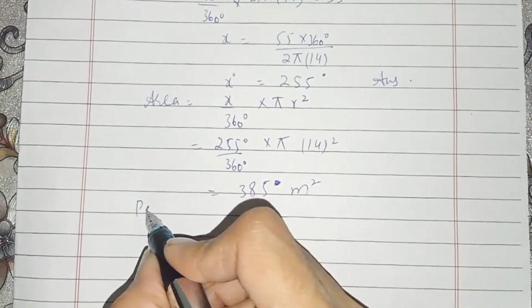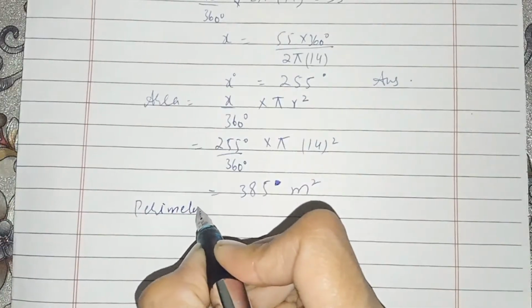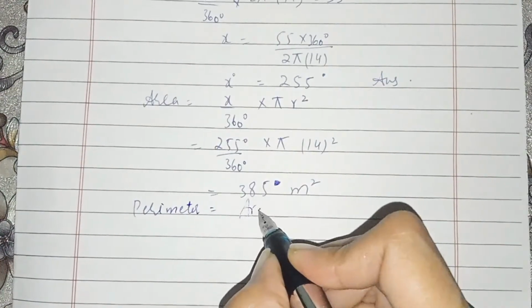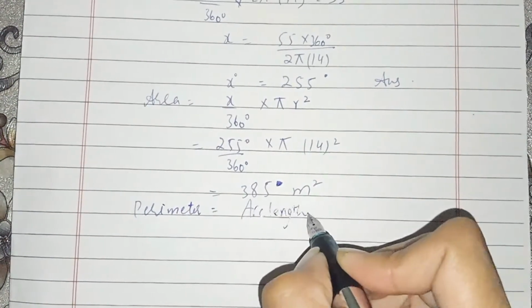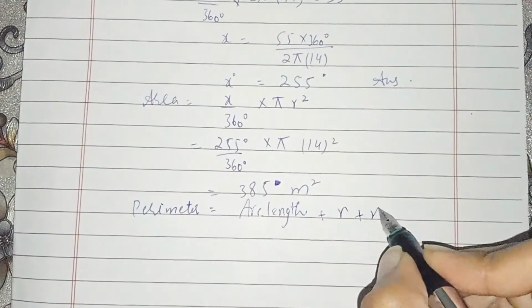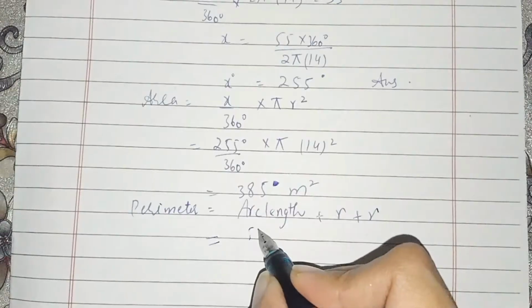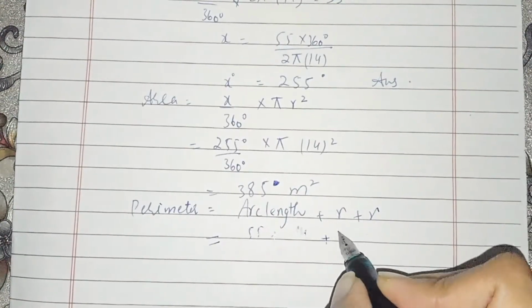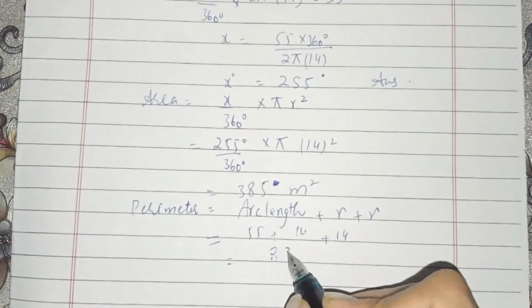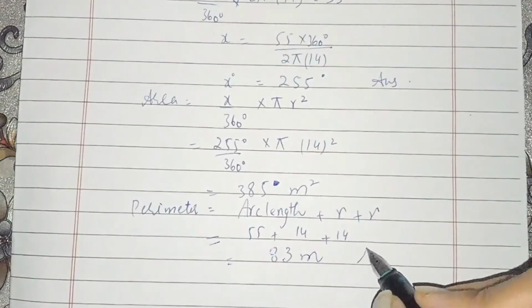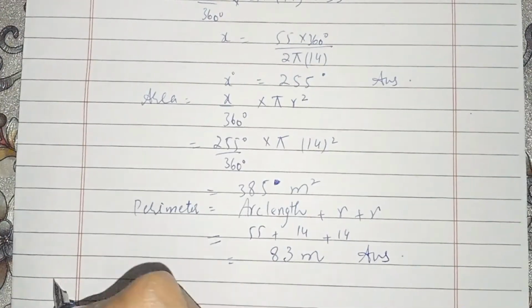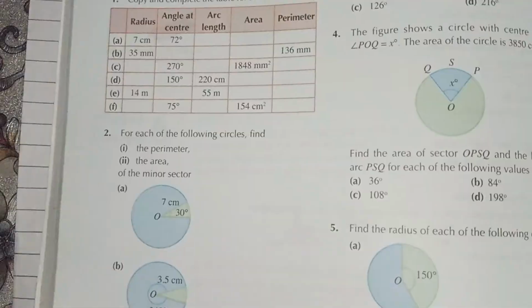Now we find the perimeter. Perimeter formula is arc length plus radius plus radius. Arc length is 55, radius is 14 and 14. By adding it, we get 83 meters. And now this is the answer of E part.